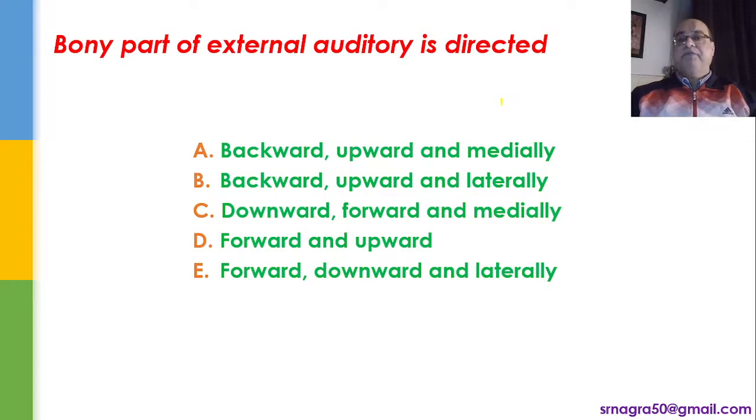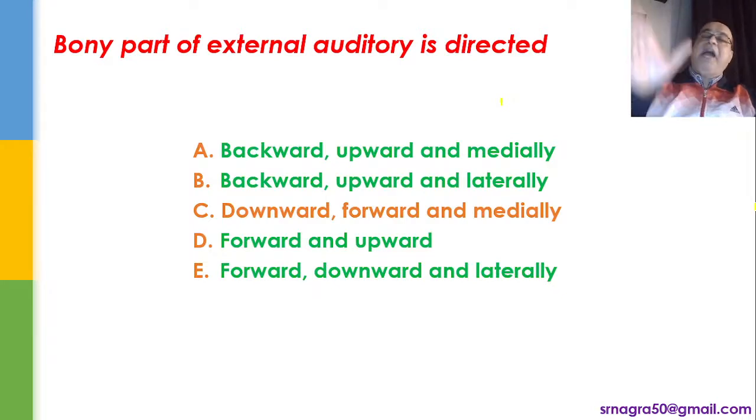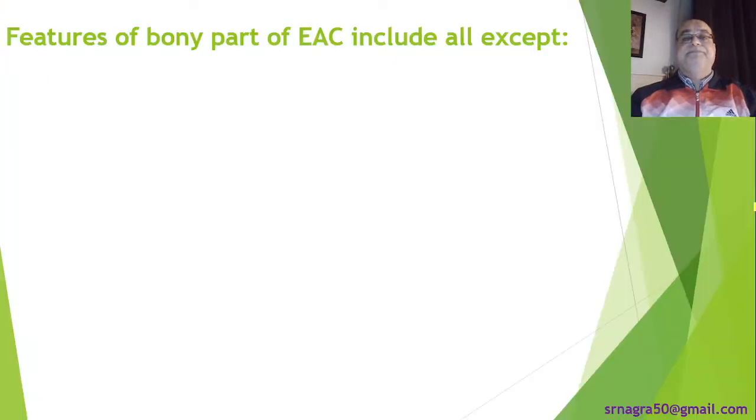So coming back to the question again, you can see, so the answer will be here downward, forward and medially will be the direction of bony part of the external auditory canal, because external auditory canal is not a straight tube, it is tortuous. Cartilaginous portion is going backwards, upwards and medially, while the bony part, it is going downward, forward and medially.